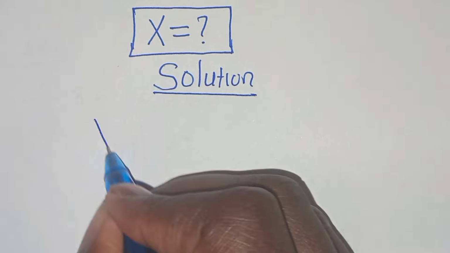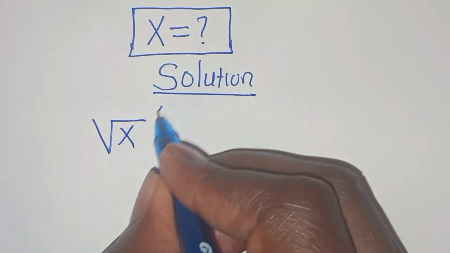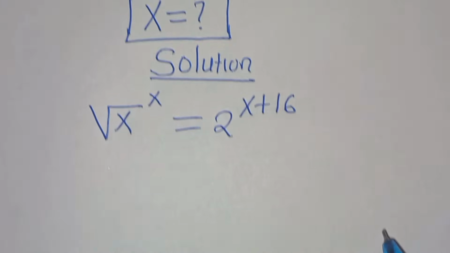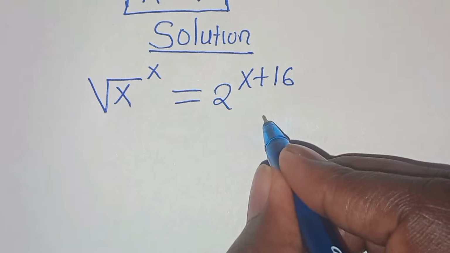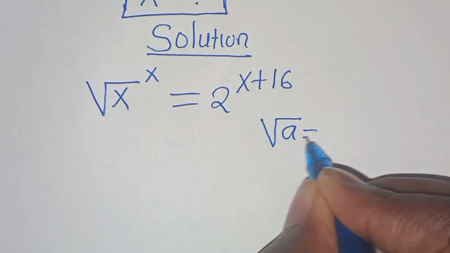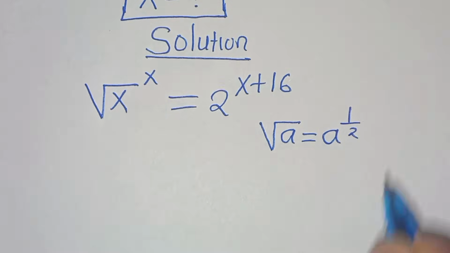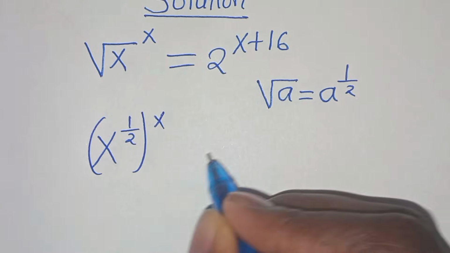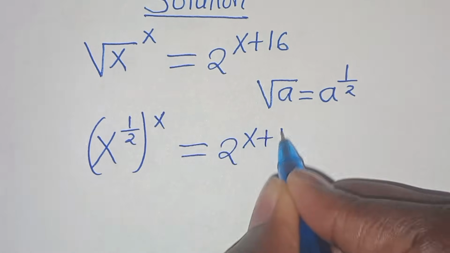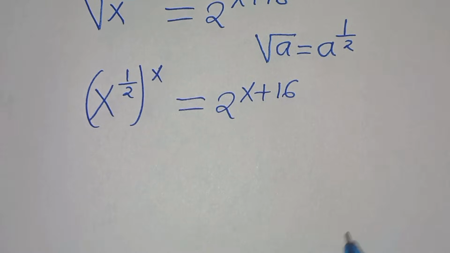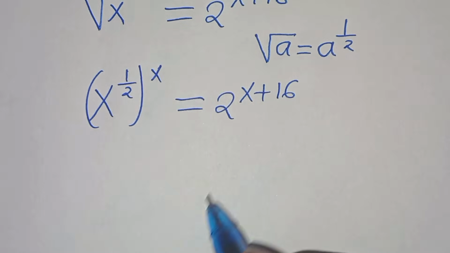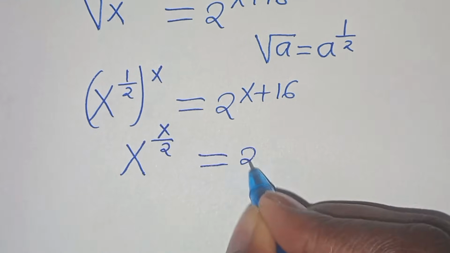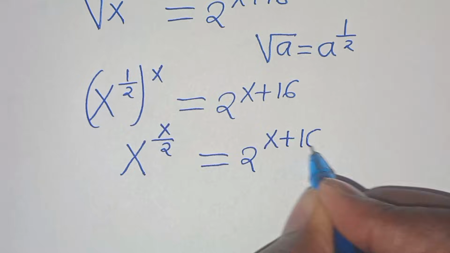So we have the square root of x raised to the power of x. This is equal to 2 to the power of x plus 16. Now we can express the square root of x, remember, this is in the form of square root of a, which we can express as a to the power of a half. So we have x to the power of a half raised to the power of x. This is equal to 2 to the power of x plus 16. Now, x to the power of a half times x means this is x to the power of x over 2. This is equal to 2 to the power of x plus 16.